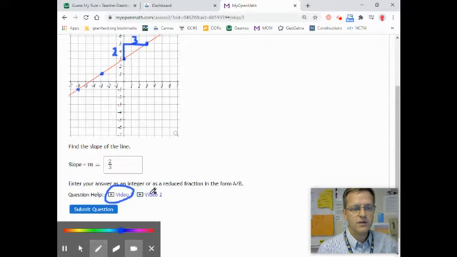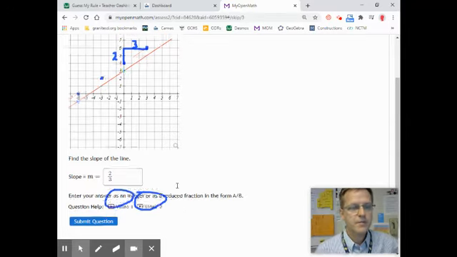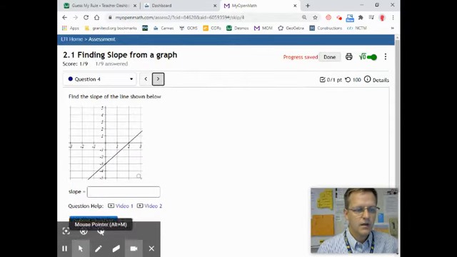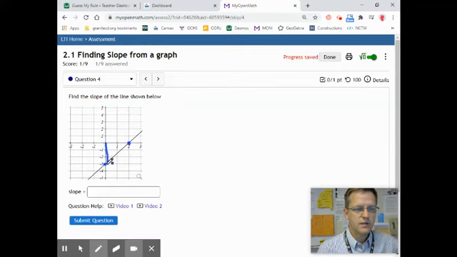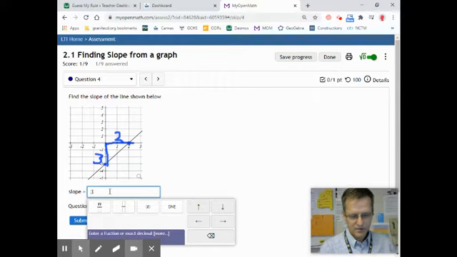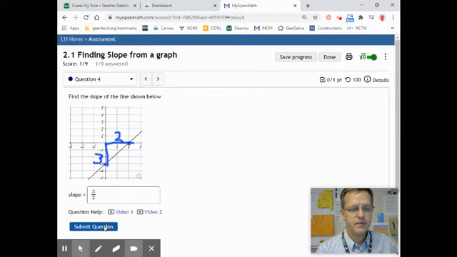You'll also notice that there are some additional videos linked here, just in case you need to see it another couple times. Maybe somebody else explaining it will help. So let's try the next one. This one says we're going to go from, let's see, we can go from here to here. Those look like good intersections. So we're going to go up 3 over 2. So again, our up and down direction, and then our left and right direction goes on the bottom.